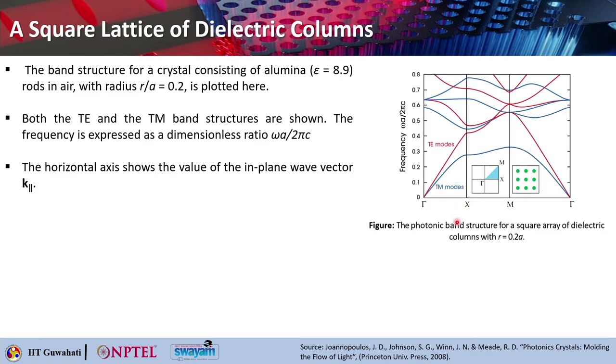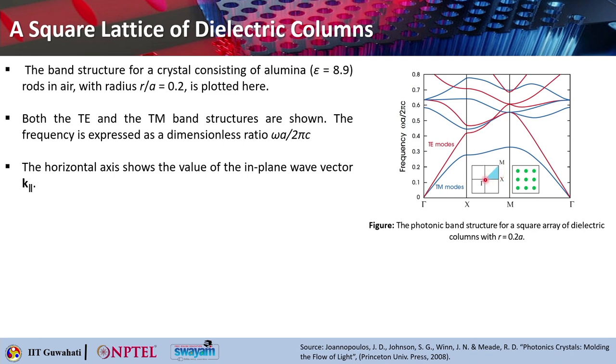As I mentioned, this is the in-plane wave vector, which is k parallel. What is the square that is shown here? That is the Brillouin zone for this square lattice. And the blue shaded triangular region represents the irreducible Brillouin zone. We have discussed this in the previous lectures, and I hope this concept is clear to all of you. If we only travel around this irreducible Brillouin zone, that gives us the information about the entire Brillouin zone, because this can be rotated and this other white triangle can be formed.